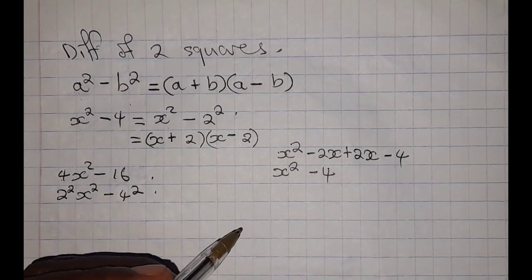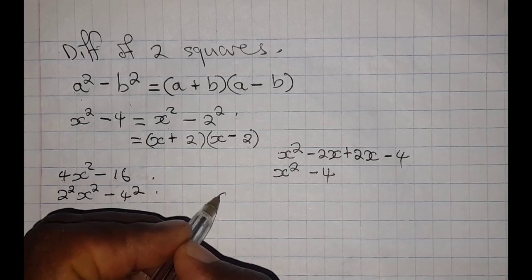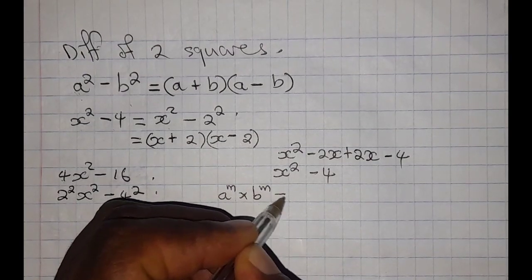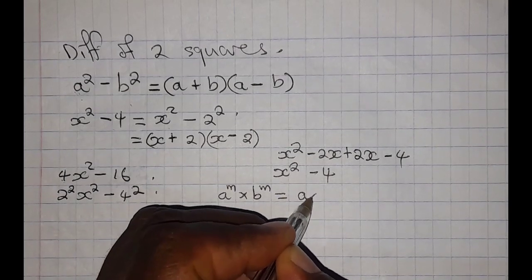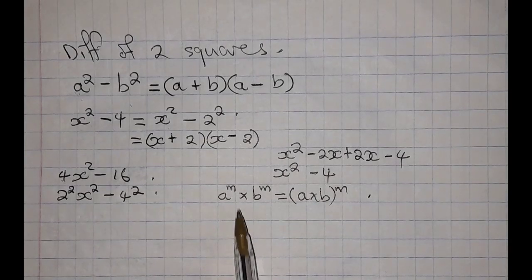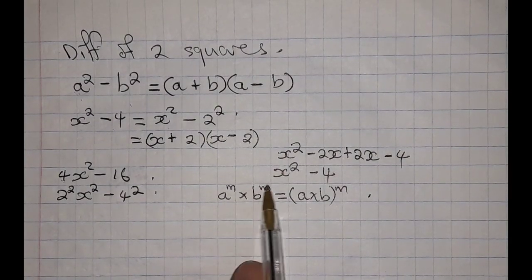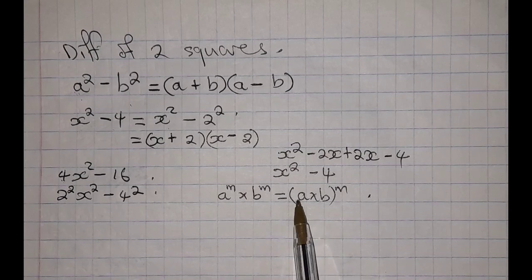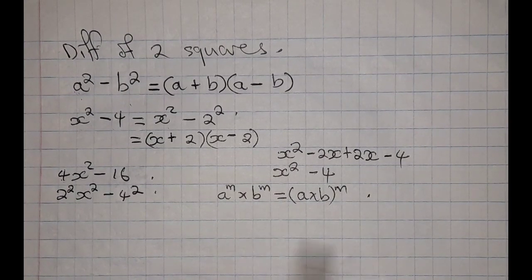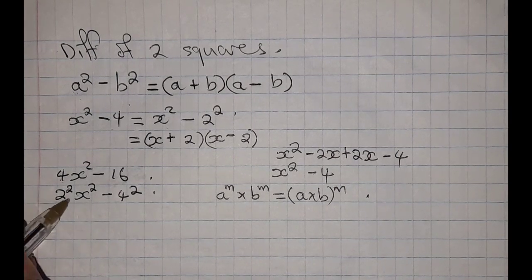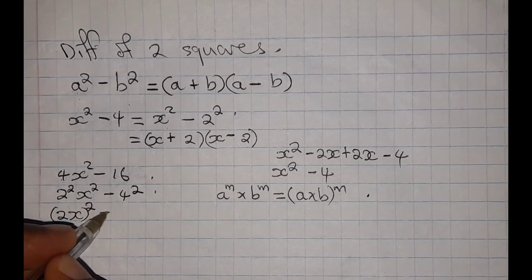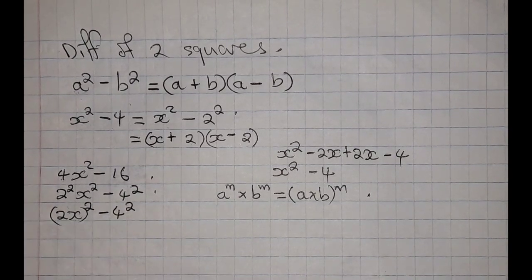Now remember, there is a law which says a to the m times b to the m is equal to (a times b) in brackets, all raised to the power of m. We have different bases, but they are being raised to the same power, so we can put them together in one bracket and raise them to the same power. We use that law here, so this is going to be (2x) all to the power of 2 minus 4 to the power of 2.